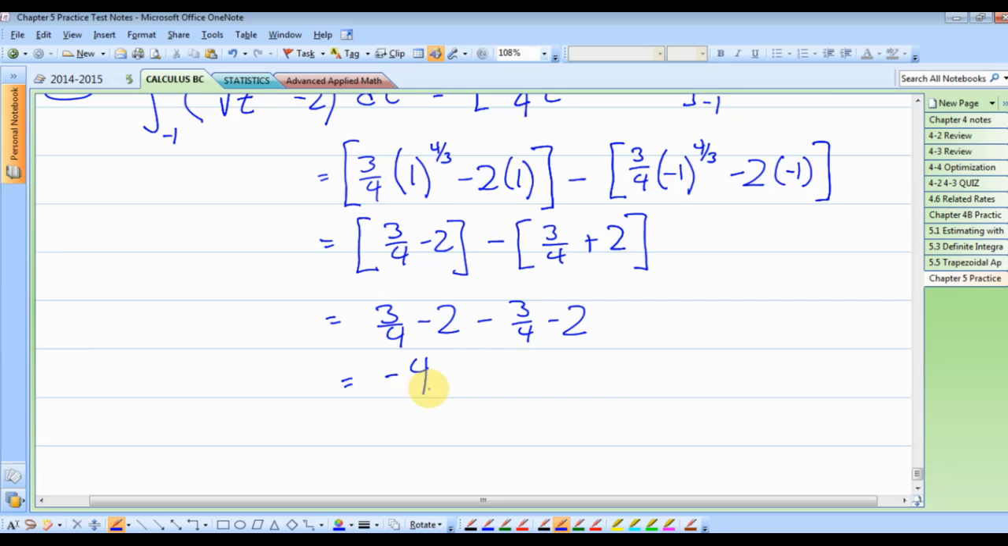Make sure you distribute the negative. The people who make tests are very good at knowing that you're not going to distribute the negative. It's like all algebra. 3/4 minus 2 minus 3/4 minus 2. Negative 2 minus 2 is negative 4. Distribute the negative. Right there, positive 2. You still have to distribute the negative.